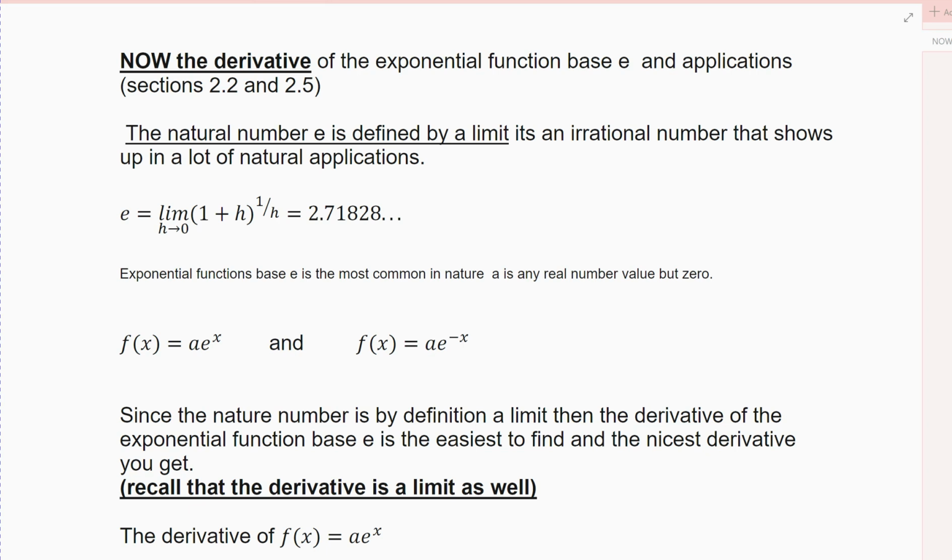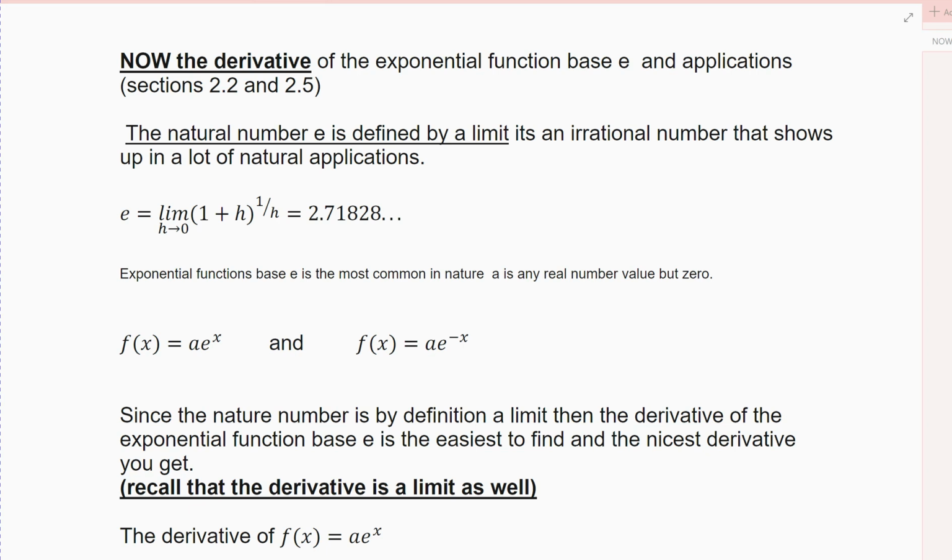Now, the reason why is because the natural number e itself is defined by a limit. The e, which again is an irrational number like pi, we call the natural number because it shows up whenever we have exponential growth or exponential decay, which models most populations and money, things that tend to grow exponentially. So it occurs in nature, naturally, just like pi. Pi occurs in nature, it has to do with the circle and angle measures.